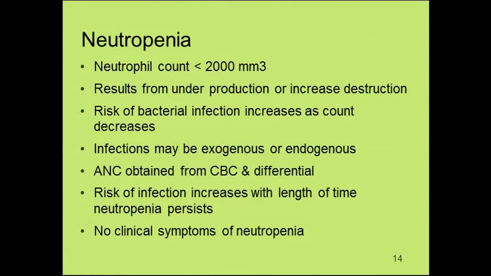So an ANC is a very specific way to diagnose neutropenia. The risk of infection increases over time, so the longer the neutropenia is present, the greater the risk of infection. Even if the level of neutrophils is not very low, the longer it stays low, the greater the risk of infection. And that's just because they have a longer exposure time. And the key here is that there are no clinical symptoms of neutropenia. People don't know they're neutropenic until they have an infection. And a lot of times that infection presents as sepsis.